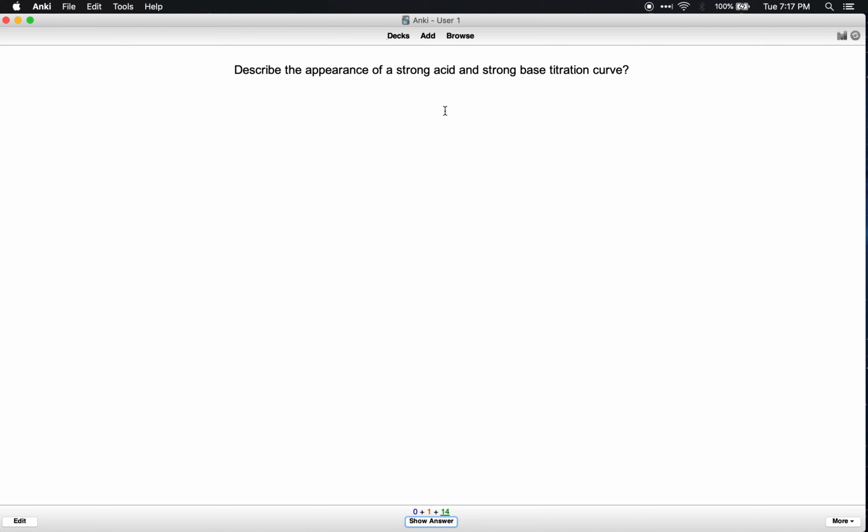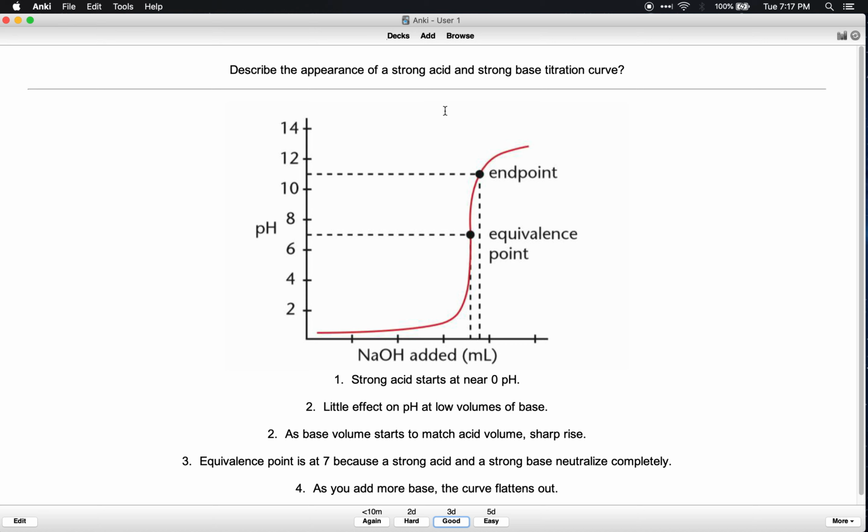What does the curve look like? For a strong base, strong acid titration curve, with strong NaOH added, it starts at pH equals 0 and the equivalence point is at pH equals 7, with NaOH added on the x-axis and pH on the y-axis.